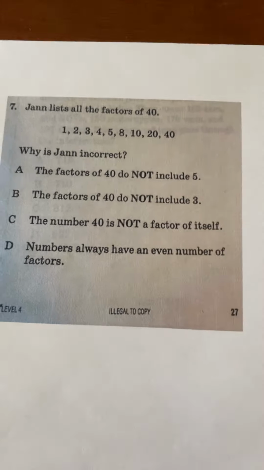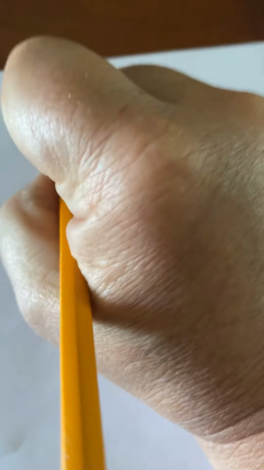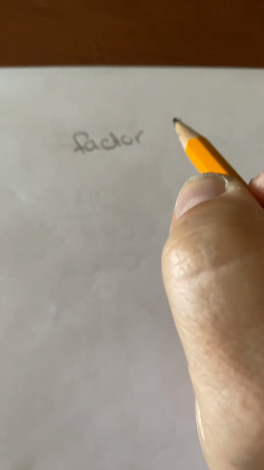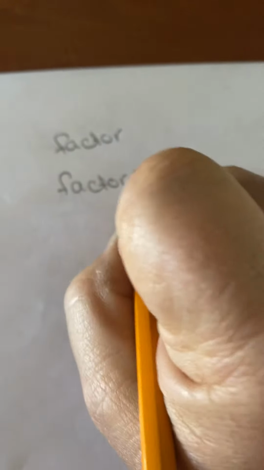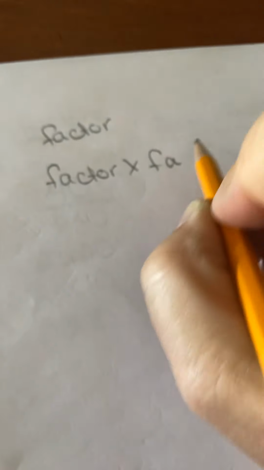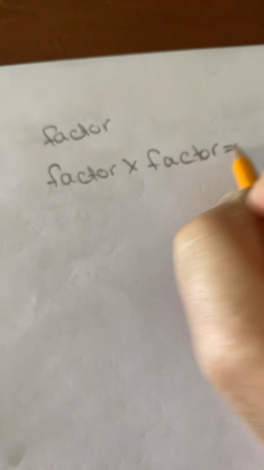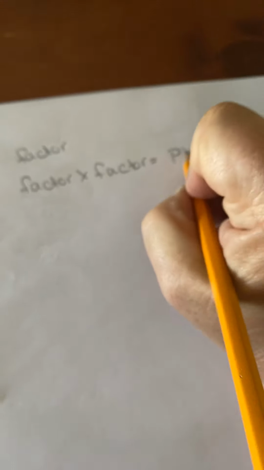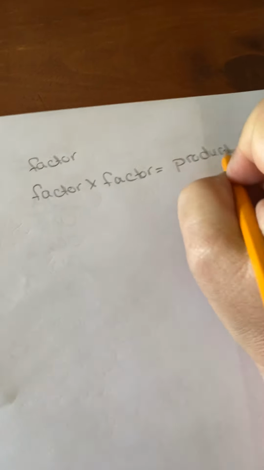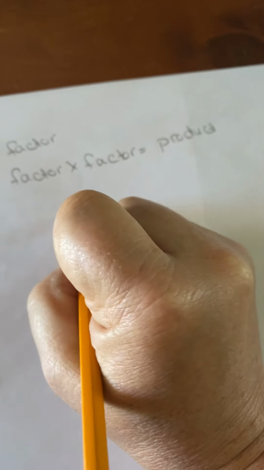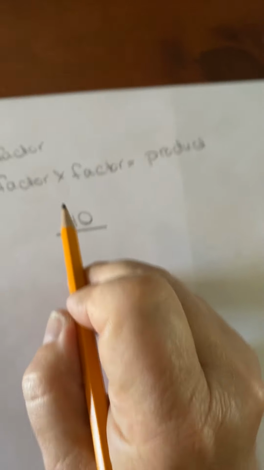So the very first thing we've got to do is talk about what a factor is. Factors are numbers that make up products. So for example, you would have a factor times a factor, and that is going to equal your product. When we're talking about 40, we're talking about 40 being the product and what factors would make 40.